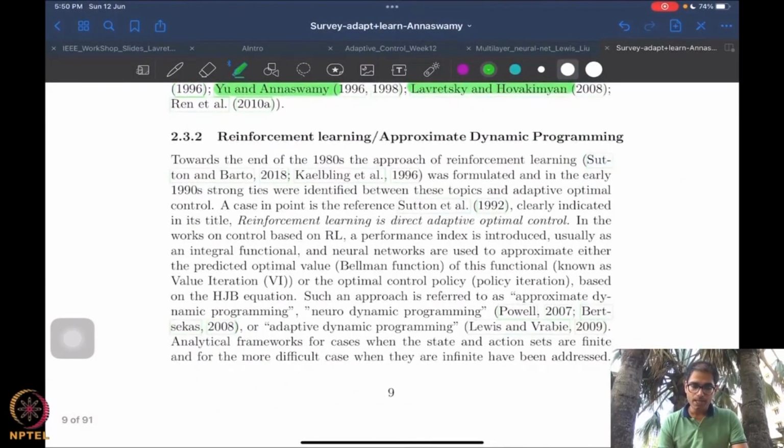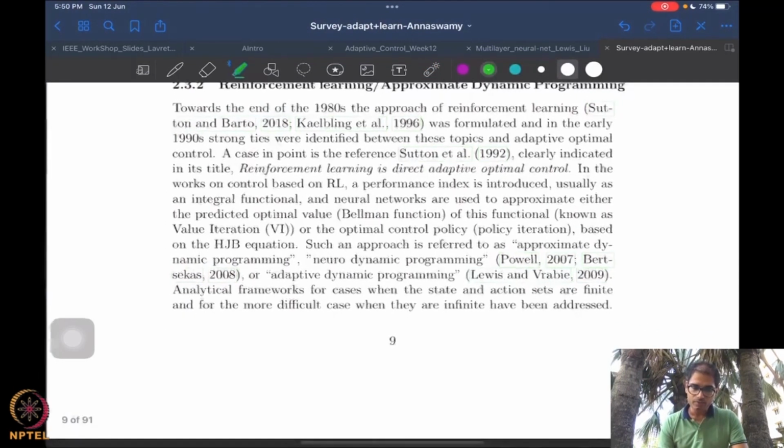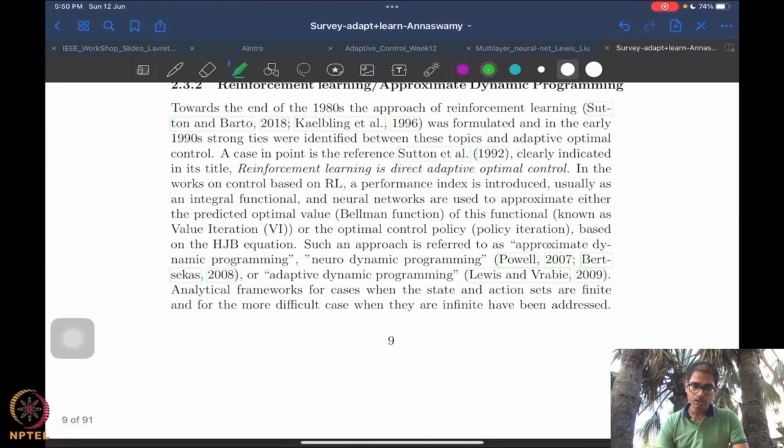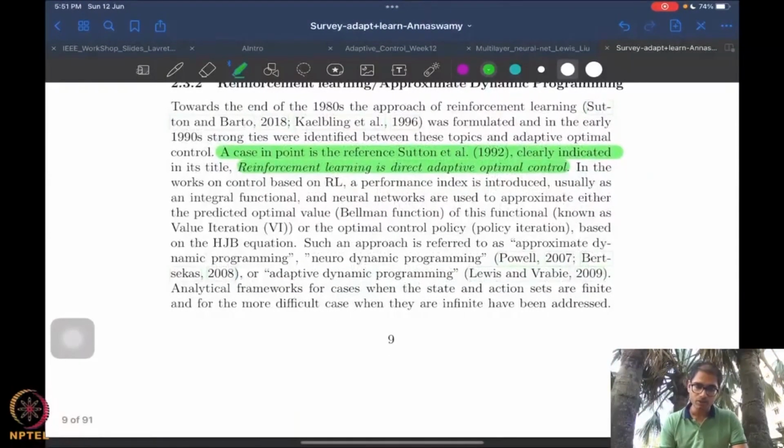So by the end of the 80s, and of course in the 90s, there was a focus on what is called reinforcement learning or approximate dynamic programming. And this trend was highlighted by this paper in 92 by Sutton et al., which is basically reinforcement learning in direct adaptive control.